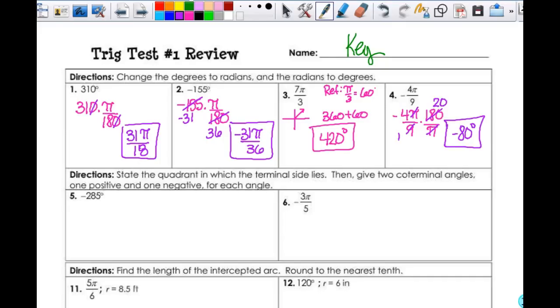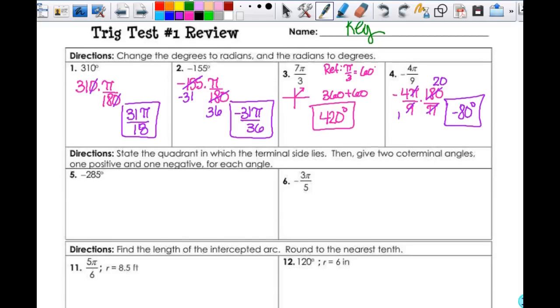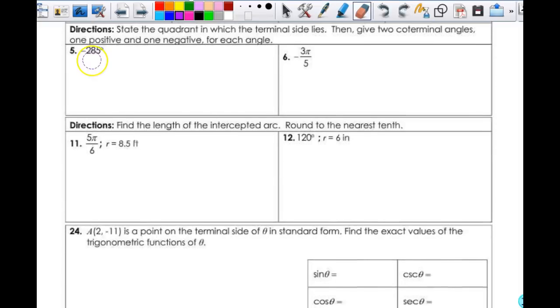All right, so then I have to state the quadrant in which the terminal side lies, then give two coterminal angles, one positive and one negative. Okay, so I have negative 285 degrees. So I'm going to go negative 180. This is negative 270, so a little farther. Negative 285 gets me in the first quadrant.